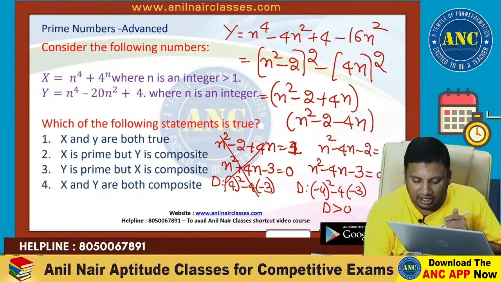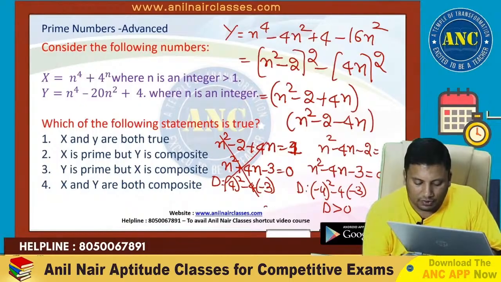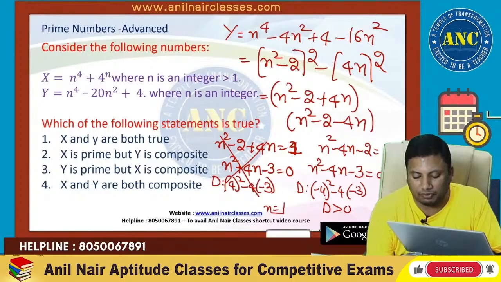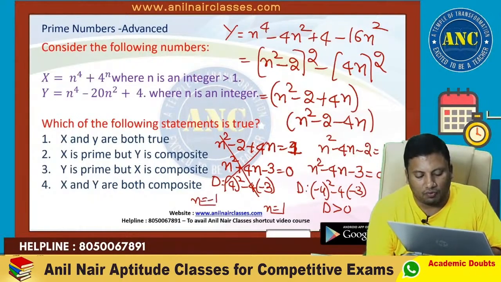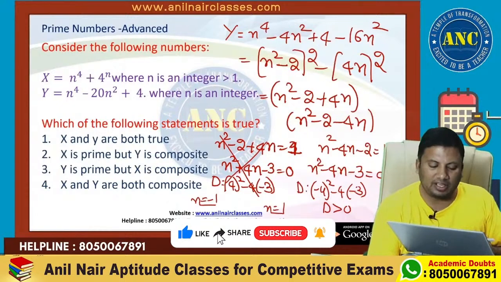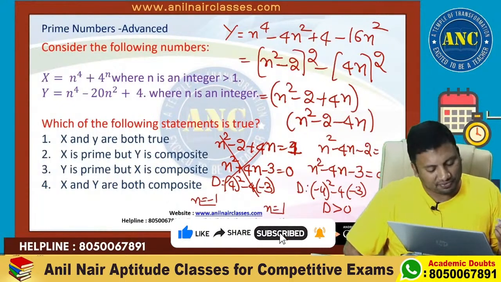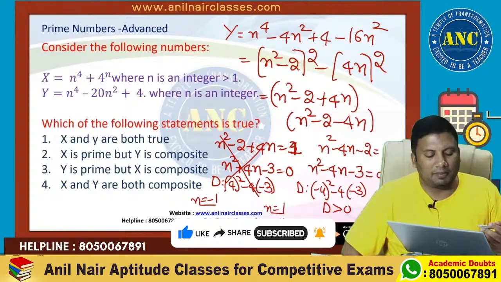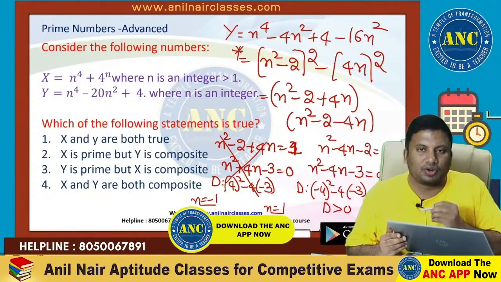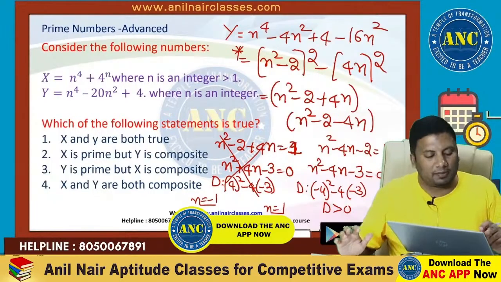Let us see. If n is minus 1, is it satisfying? 1 minus 4 minus 3, minus 3 minus 3, it is not satisfying. N is minus 1, 1 plus 4, 5. Any value that satisfies, then this will be a prime number, otherwise a composite number. The idea is to tell you how you should write the number as a square minus b square.